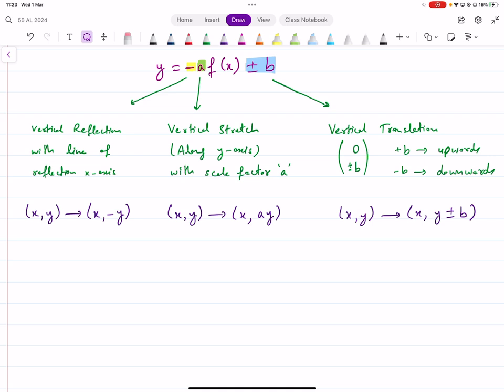मल्टीप्लाई करते हैं स्ट्रेच होती है, माइनस से मल्टीप्लाई करते हैं रिफ्लेक्शन होती है, प्लस माइनस करते हैं तो ट्रांसलेशन होती है. फंक्शन के बाहर ये सब कुछ हो रहा है तो दिस इज वर्टिकल ट्रांसफॉर्मेशन. Okay, any problem with this? No. Now let's think about what happens if we have some horizontal transformations.